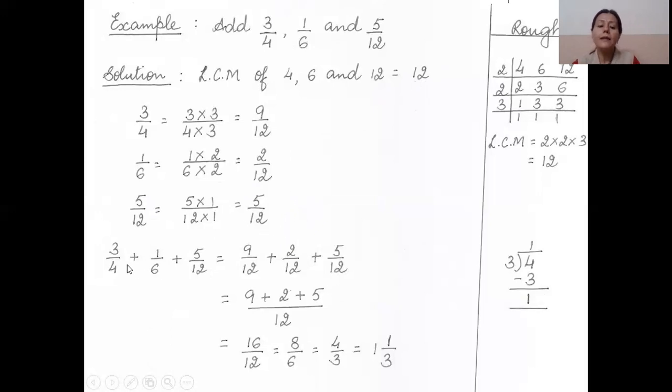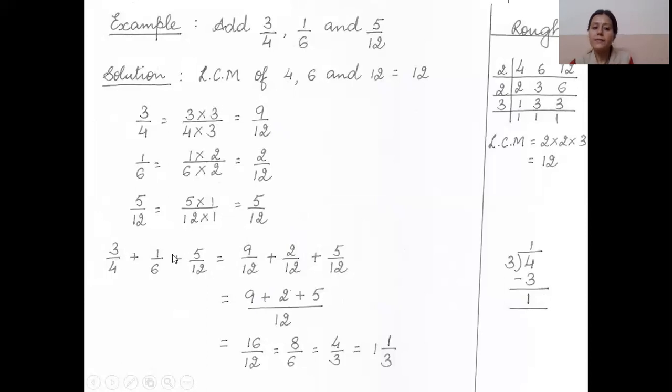Okay. Now beta 3 upon 4 is equal to 9 upon 12. 1 upon 6 is equal to 2 upon 12 and 5 upon 12 is equal to 5 upon 12. All these three fractions, the denominator is 12 now, the same denominator. So these are your like fractions. Now you all know how to add the like fractions.